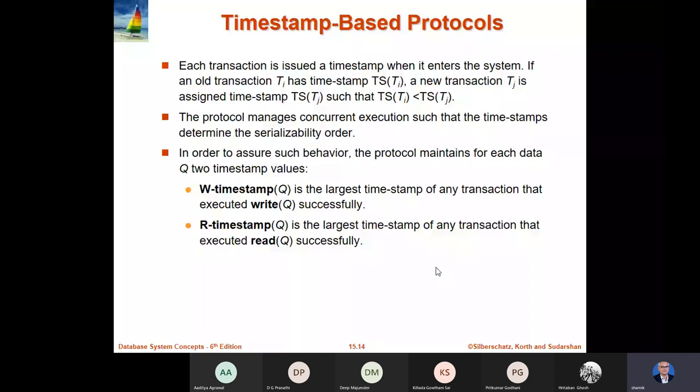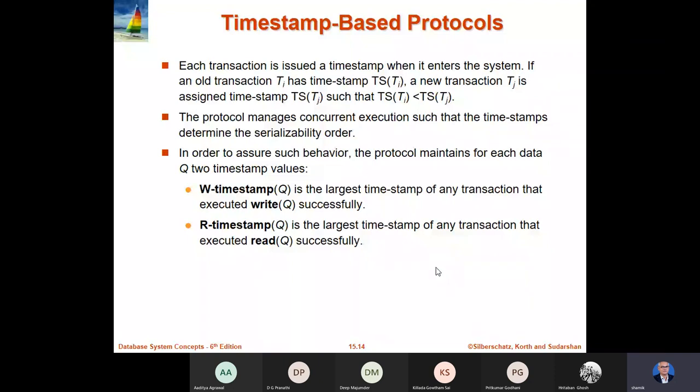Now, what is that protocol? The protocol actually maintains for each data item two timestamp values. One is the write timestamp, or W timestamp, which is the largest timestamp of any transaction that executed a write Q successfully. So again, we are only talking about read Q and write Q. Just to clarify, this timestamp is for the transactions, and for every data item we have a write timestamp and a read timestamp.